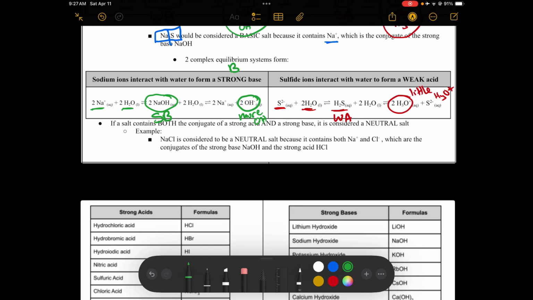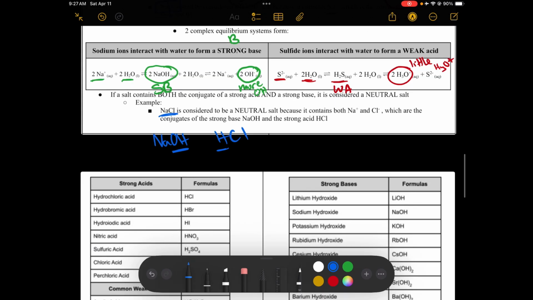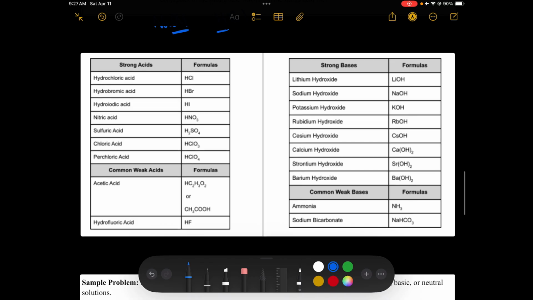If you have a salt that contains the conjugates of a strong acid and a strong base, that's when you get a neutral salt. So NaCl, for example, comes from NaOH, a strong base, and also HCl, a strong acid. So we're going to form approximately equivalent amounts of hydroxide and hydronium, meaning that our salt is largely neutral. For your reference, here's a very nice table, the same table we've always looked at, of our strong acids and our strong bases.